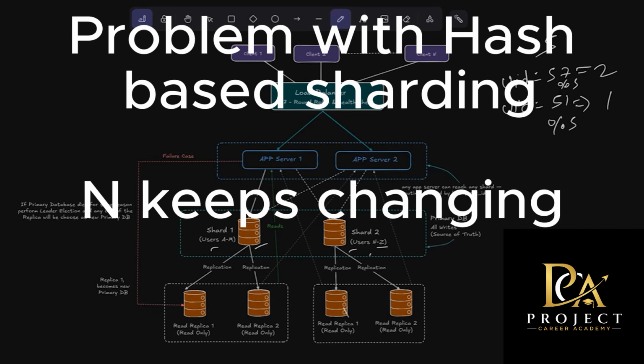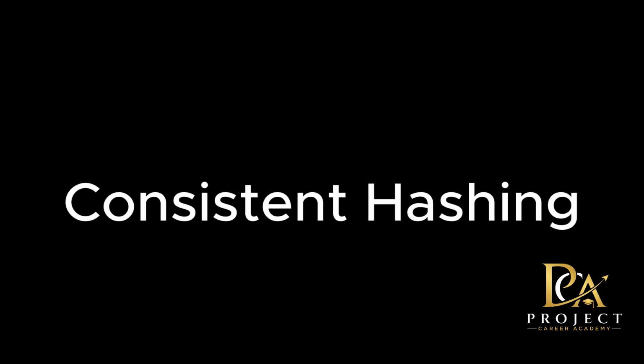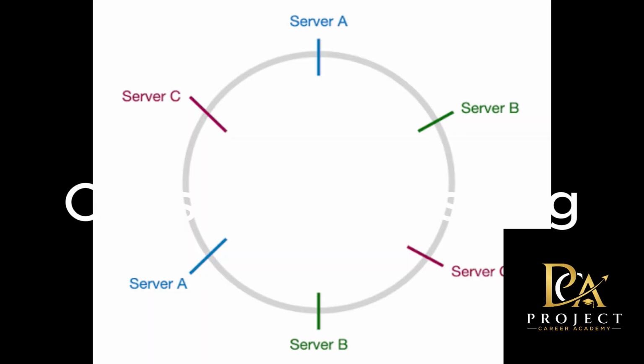And to minimize this data movement when changing the number of servers, we use something called consistent hashing. Again, a very, very important concept, so listen very carefully. Instead of placing the servers in a simple list, we actually place them on a virtual ring.